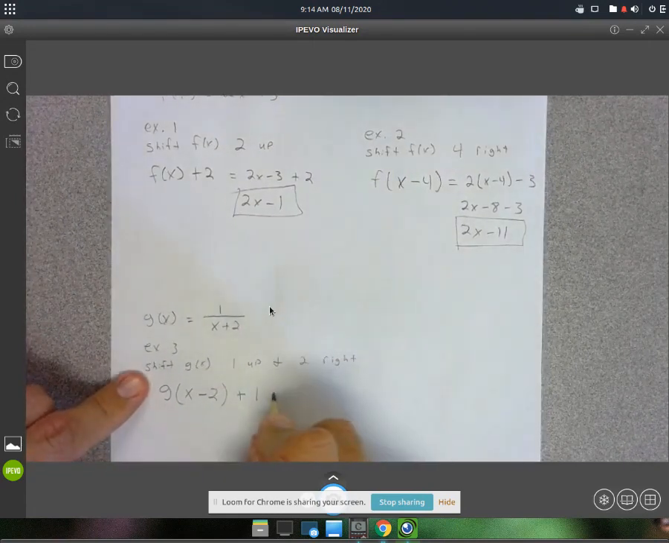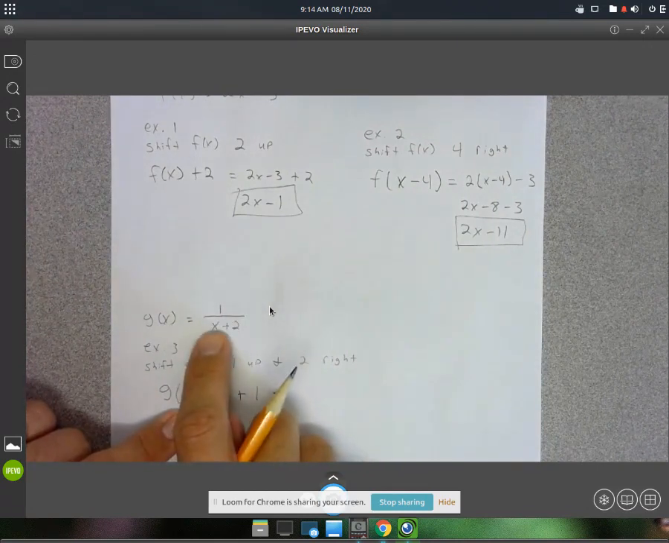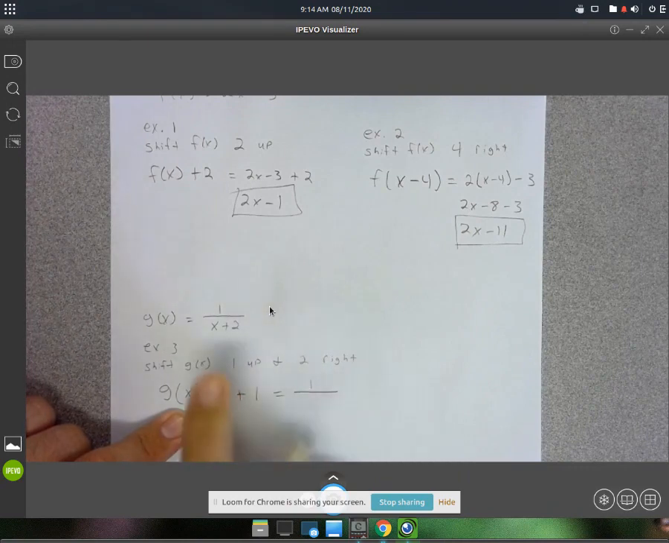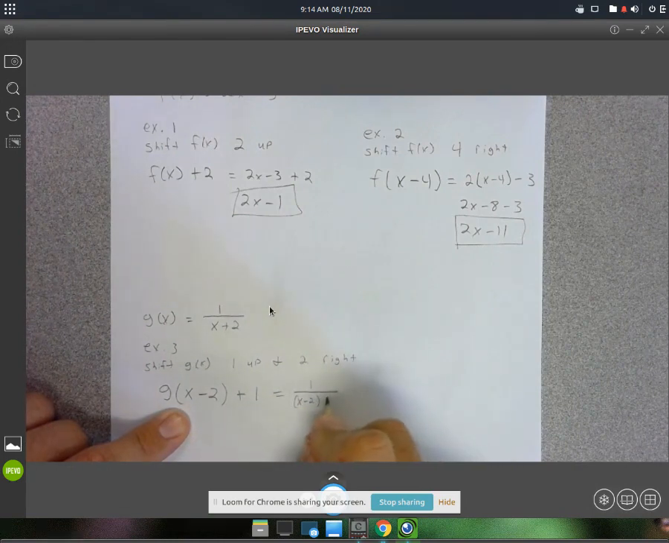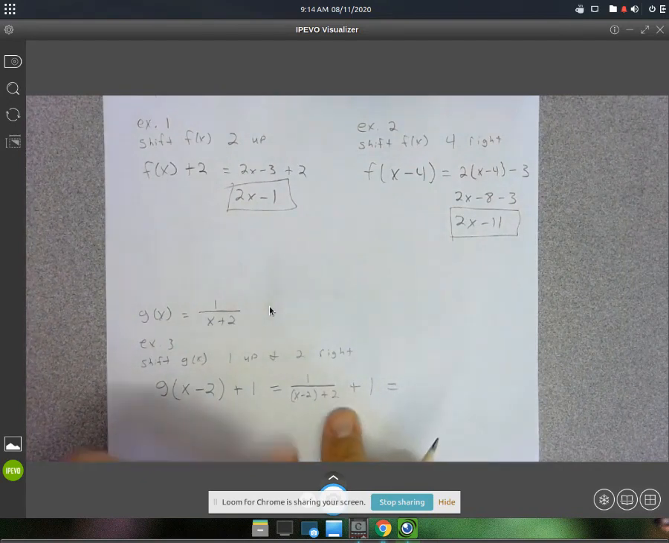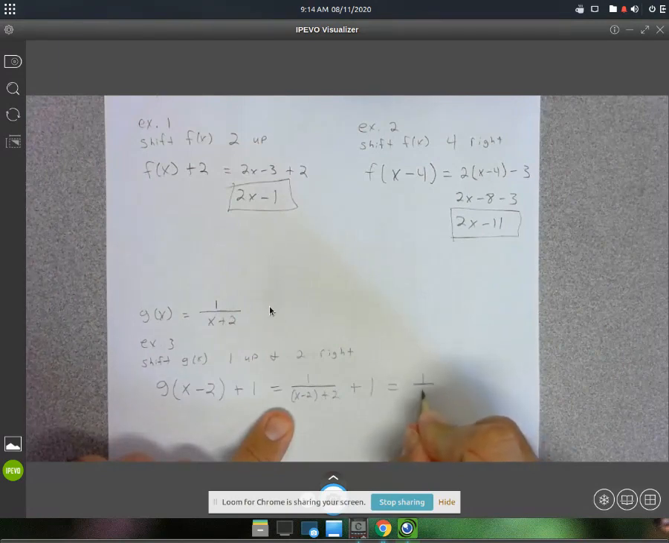All right, now to simplify this, we'll do g of x minus 2. That's just replacing this x with an x minus 2. So we'll have 1 over, instead of an x, we'll have an x minus 2, and then a plus 2. And then we have a plus 1 after that. All right. Simplify it the best we can. Basically, you drop the parentheses, the negative 2 and the plus 2 cancel. So that leaves us with 1 over x. And then we still have this plus 1. All right. That's good enough for now.